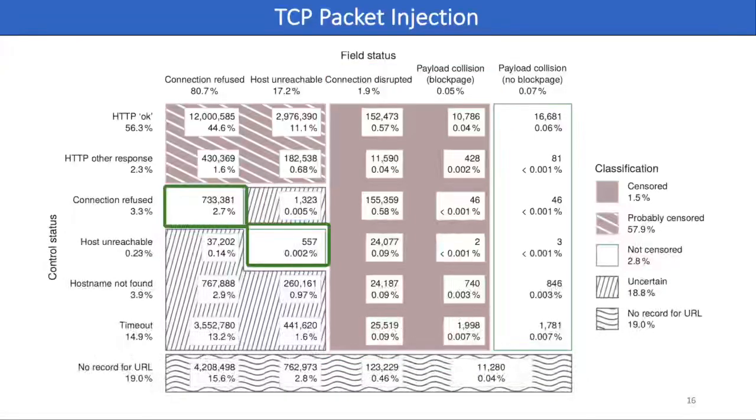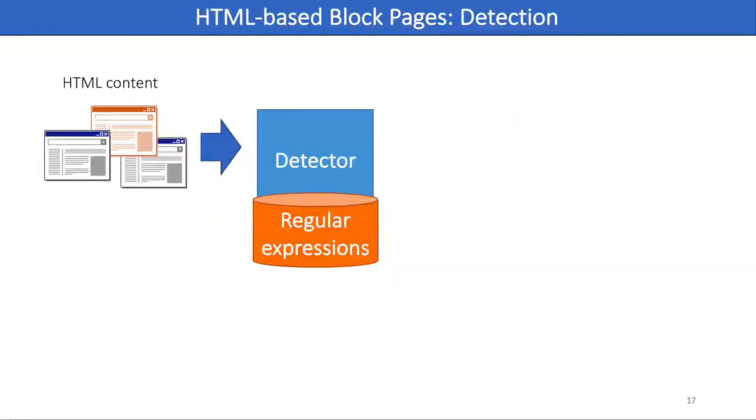When both a control node and a vantage point observe either a TCP reset or an ICMP unreachable packet, we conclude the site is down for everyone and this is not censorship. But if we observe this only at a vantage point, this may indicate IP-based censorship or a local network outage at the vantage point, so we label it probably censorship. And next, ICLab detects block pages with predefined regular expressions of the previously known block pages.